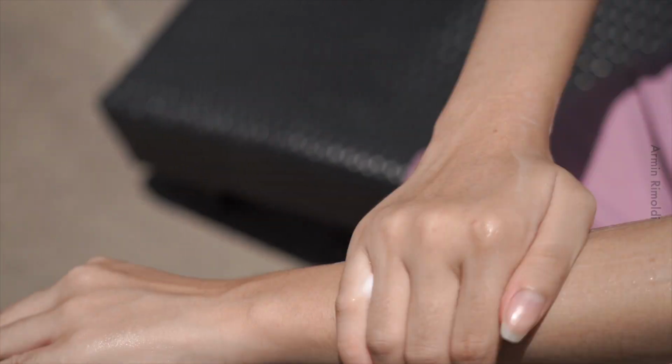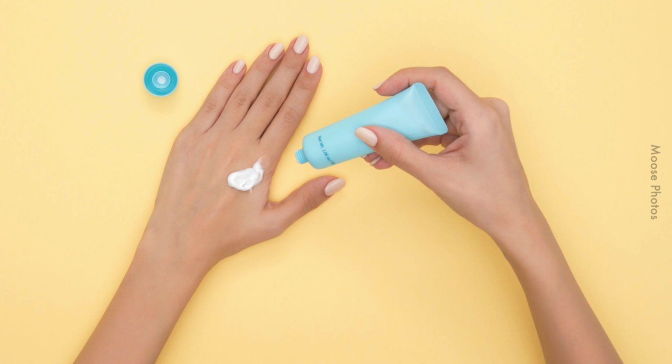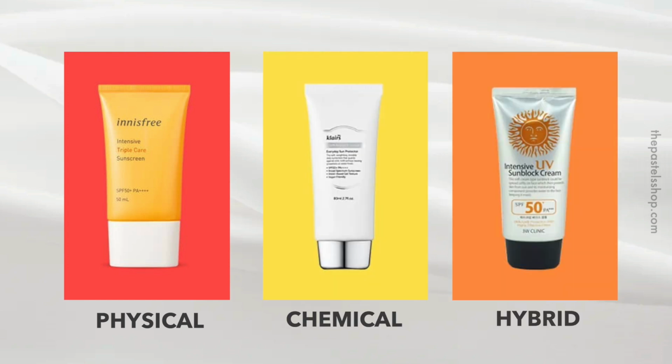Sunscreen. Come on, people, wear sunscreen, especially if you are wearing products that have brightening ingredients. So sunscreen, they used to have two types, but actually now there are already three types of sunscreen. Firstly is the physical sunscreen, chemical sunscreen, and also the hybrid sunscreen.